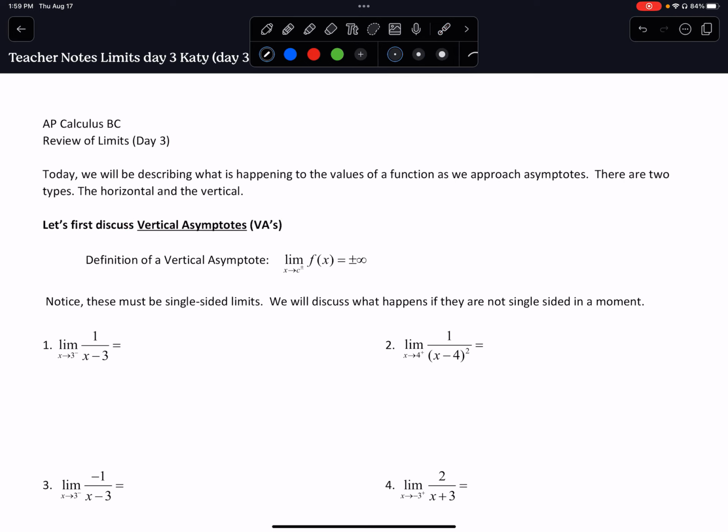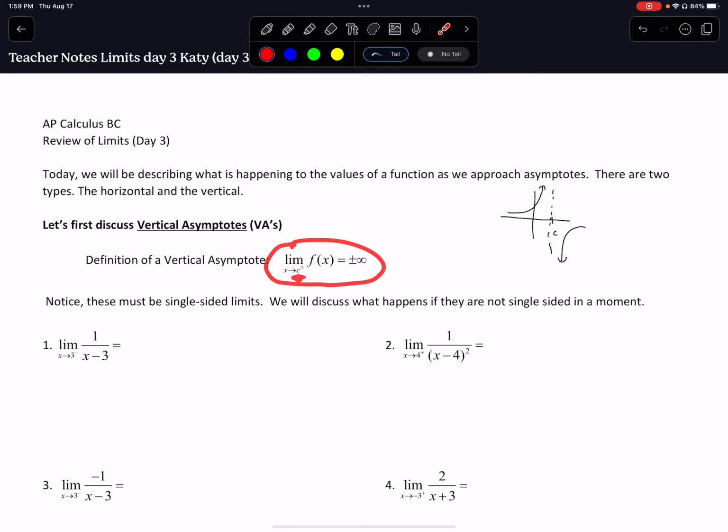So let's go back to our pre-cal for a moment. If I have some asymptote at x equals c, I know that the function, as we approach that asymptote, will either grow without bounds or decrease without bounds. And that's actually how we define what a vertical asymptote is. The definition is the limit as we approach some x value, the y value grows without bounds. In other words, as x gets close to c, from the left or right, these have to be single-sided, the function grows without bounds.